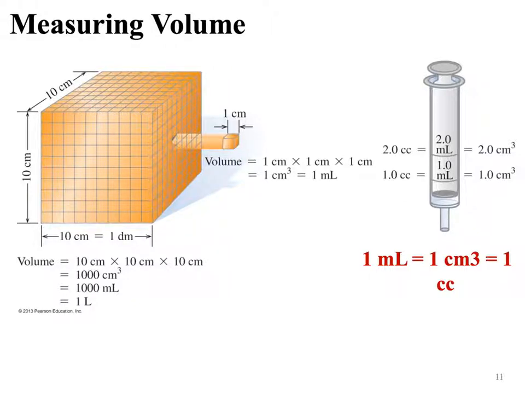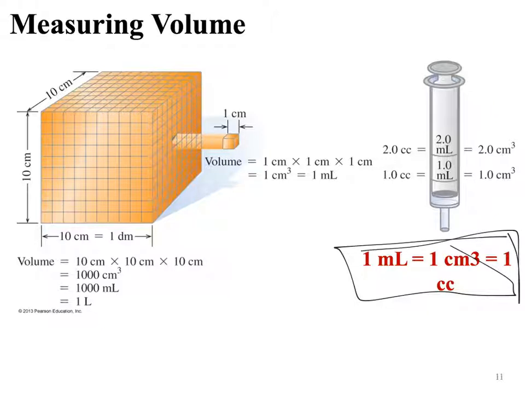Another unit that is important for us to know is volume. Units of volume could be either in milliliter or could also be in centimeter cube. For the purposes of this class, and we will need to know this, 1 milliliter is equal to 1 centimeter cube, which is equal to 1 cc.